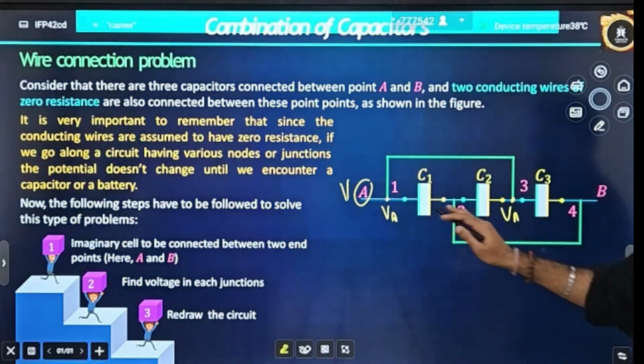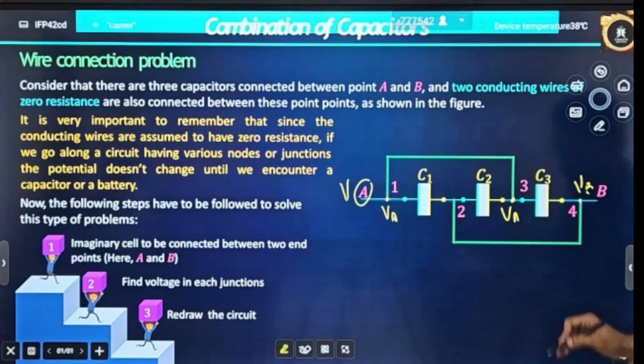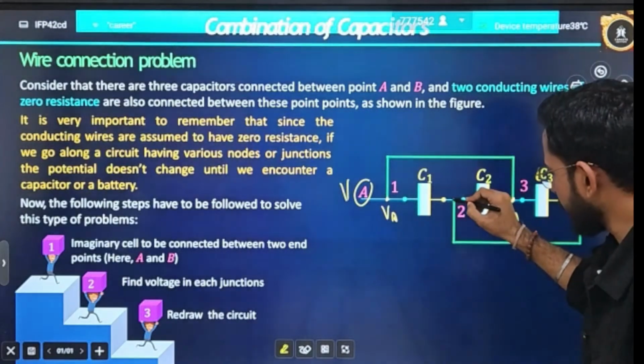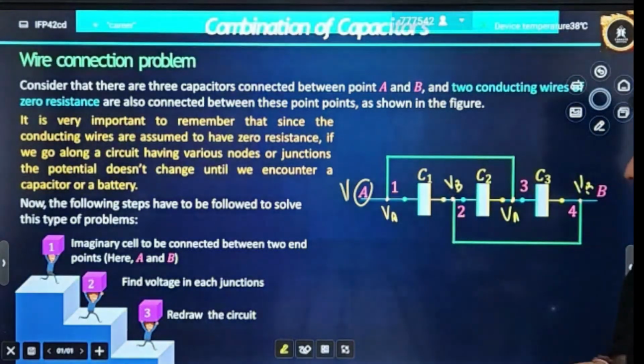Now can you say anything about this potential? No. Here this point is B. What can you say about this potential? This potential is VB. Again it is connected with a straight wire. That means this is also a point connected at potential VB. So it is also VB.